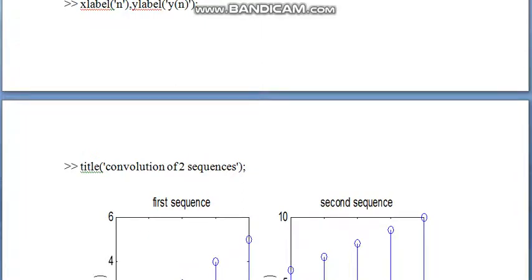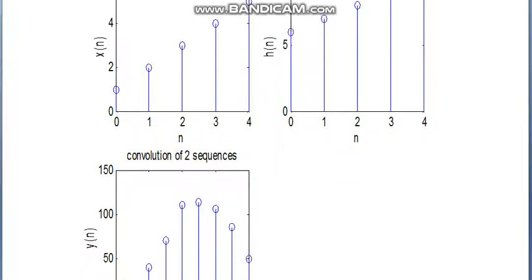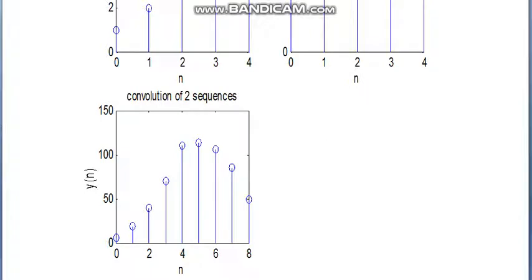When I run this MATLAB program, the graphs will appear. This is the first sequence, x[n]. Here we can see the samples are 1, 2, 3, 4, 5. Now this is the second sequence, h[n]. Here also the samples are discrete in nature, and I can see 6, 7, 8, 9, 10. When I have convolved the two sequences, the result of linear convolution is represented by y[n], and we can see here that the sample index varies from 0 to N plus N2 minus 2. So this is the resulting linear convolution of the two sequences.